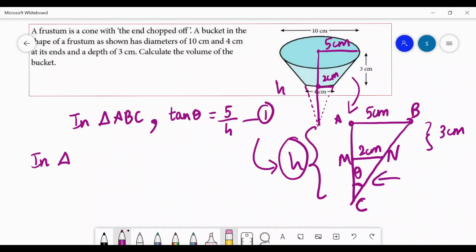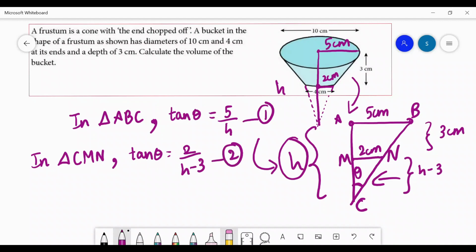Let's take another triangle, CMN. Again here, let's try to take tan theta. That would be simply 2 by h minus 3. Why? Because this is h minus 3. So this would be equation 2.